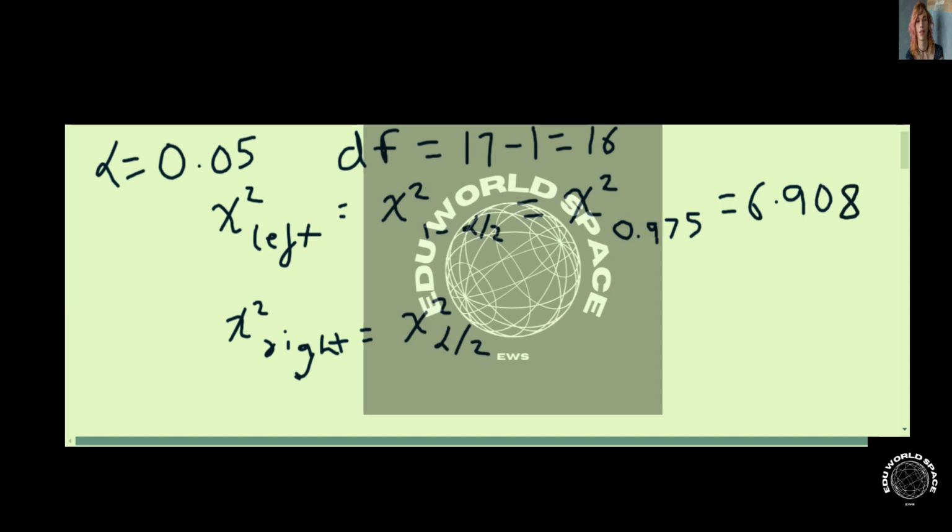Chi-square right is basically chi-square alpha by 2. In this case, chi-square 0.025 with degrees of freedom 16. Using G table, you'll find that this value is 28.845.